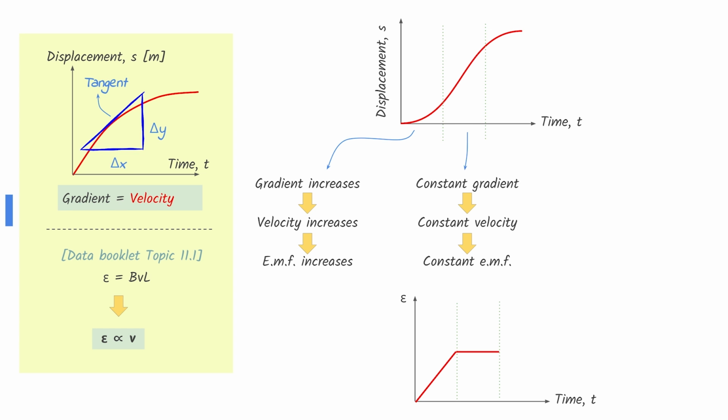In the second section, the gradient is constant. This means that the velocity is constant and the induced EMF is constant. In the third section, the gradient decreases. This means that the velocity decreases, which means that the induced EMF decreases. So now you should have a rough idea of what the EMF time graph would look like.